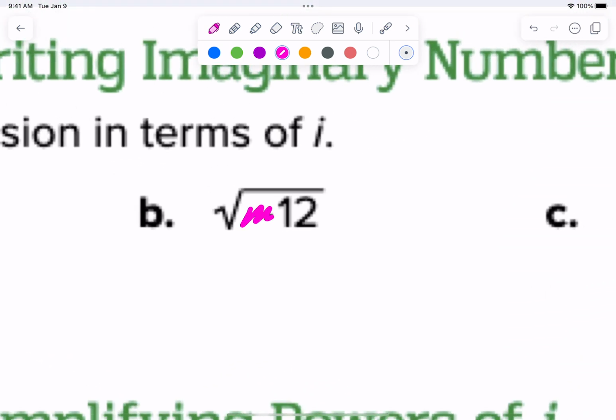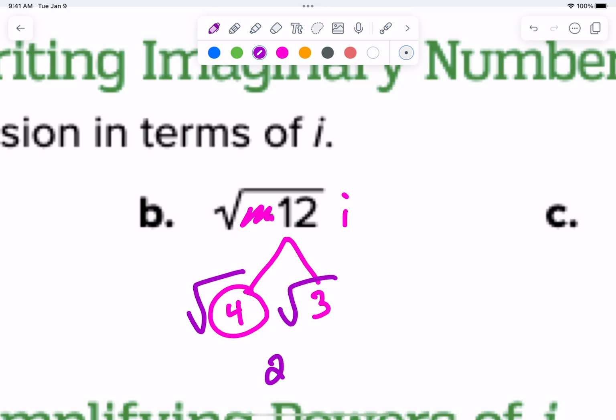The square root of 12 doesn't come out nicely, okay? So I know that he's going to have an i on the end of him, right? So I'm just going to make him i. And 12 can break down into 4 and 3, and we take the square root. What's the square root of 4? 2, and the square root of 3, and where do you want to put the i? In between. You want to put the i in between?